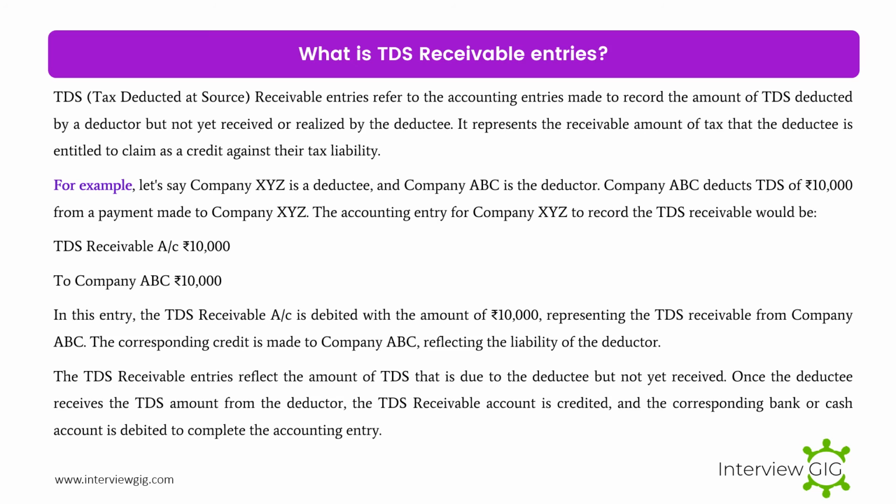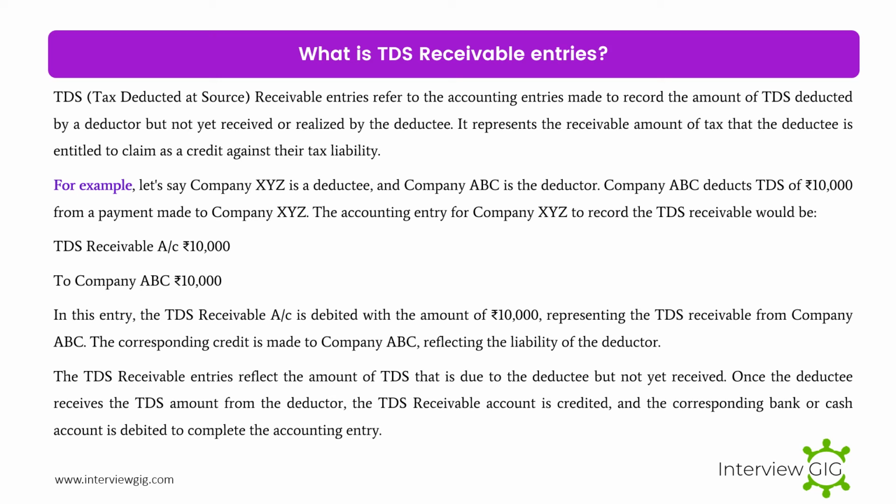What is TDS receivable entries? TDS, tax deducted at source. Receivable entries refer to the accounting entries made to record the amount of TDS deducted by a deductor but not yet received or realized by the deductee. It represents the receivable amount of tax that the deductee is entitled to claim as a credit against their tax liability. For example, let's say company XYZ is a deductee and company ABC is the deductor. Company ABC deducts TDS of 10,000 from a payment made to company XYZ.